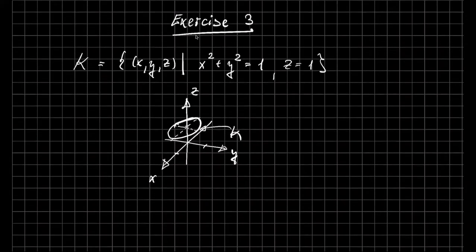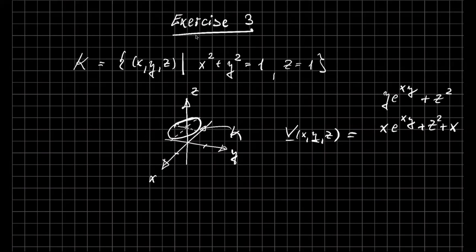And we want to calculate the circulation of a particular vector field. And this is a nasty piece. Let me show you this. V of x, y, z is y times the exponential function of x times y plus z squared, and then x, and then plus z squared plus x as the second coordinate, and finally 2x squared plus 2y squared.